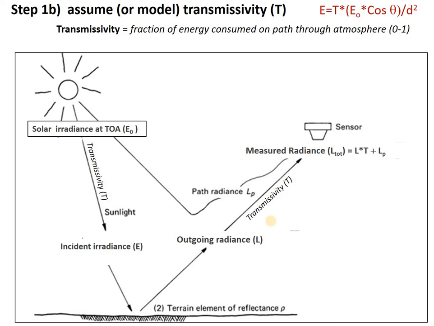Now step 1b, the final part of estimating incident irradiance, is to correct for atmospheric transmissivity. That is literally the fraction of energy consumed as the sun's rays, or the photons, go through the atmosphere from the sun to the surface. This is a fraction from 0 to 1. 1 would imply 100% of the energy is transmitted.